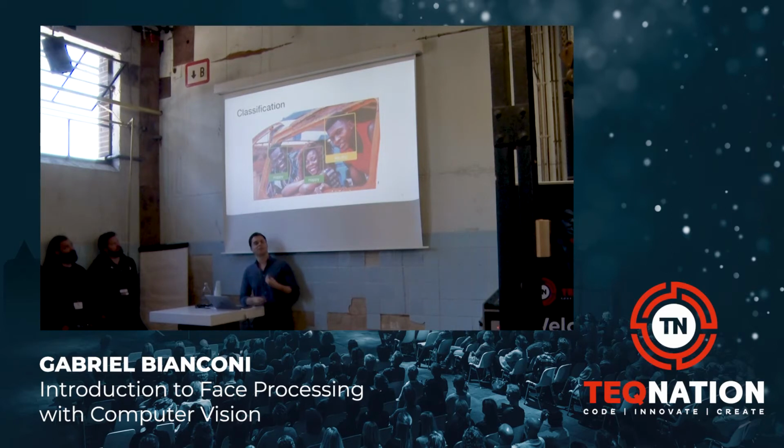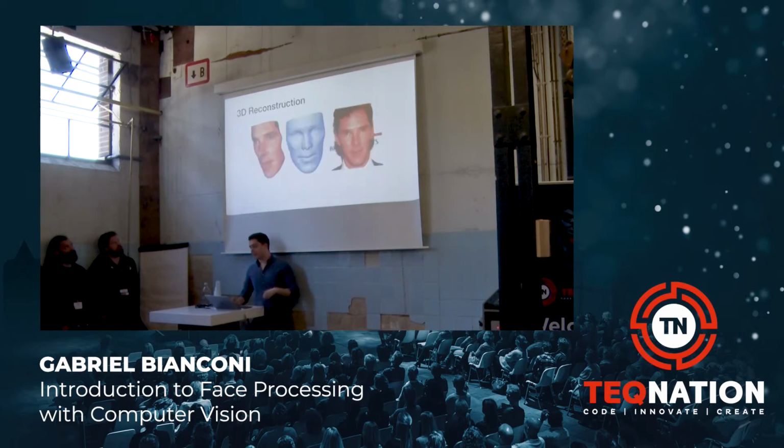There's a lot of work in terms of classification. For example, can you classify emotions or age and so on from your pictures? And then finally, there's also 3D reconstruction. Basically, you start with a picture of a person, and just from a single picture or a few pictures, you want to create this 3D model of the person.